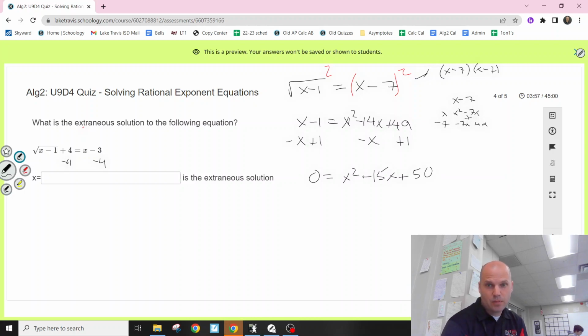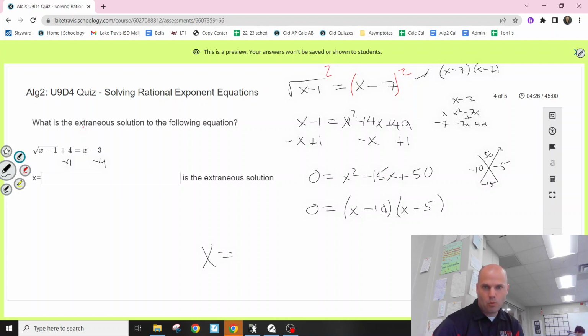We've got to think of two numbers that multiply to get 50 and add to get negative 15. It's 10 and 5. We're doing our big x squared number puzzle here. Negative 10 and negative 5 add to get negative 15 and multiply to get 50. So I get x minus 10, x minus 5, which means my solutions, what make this 0, are positive 5 and positive 10.